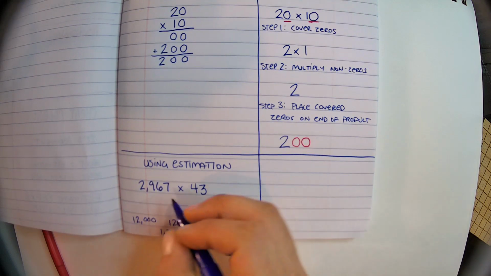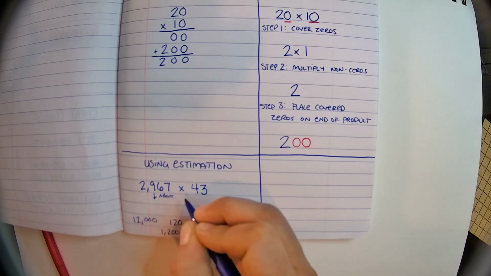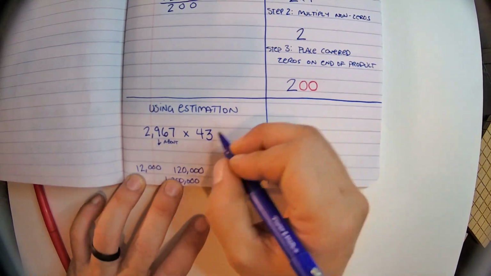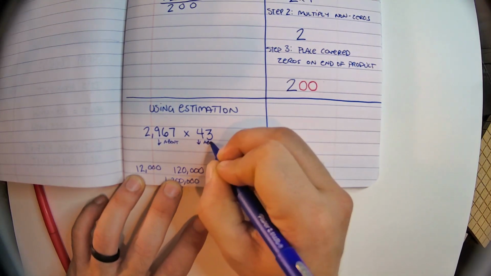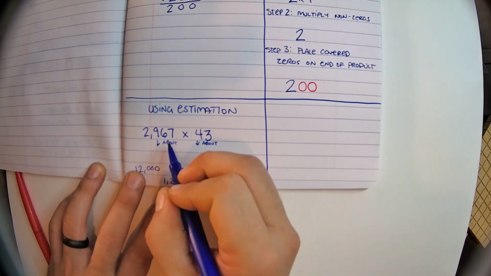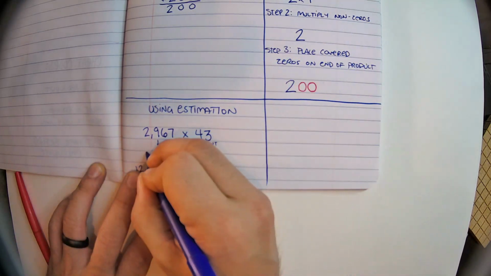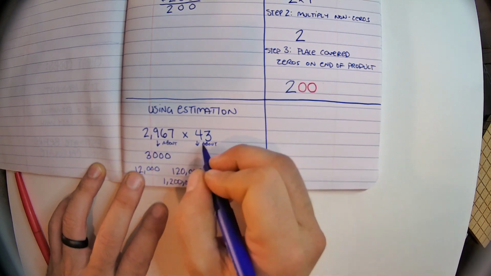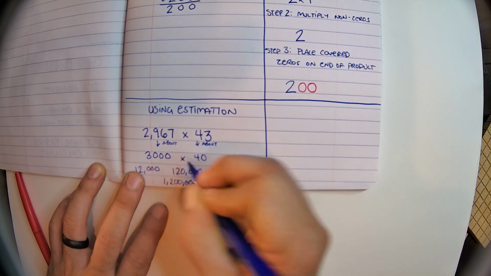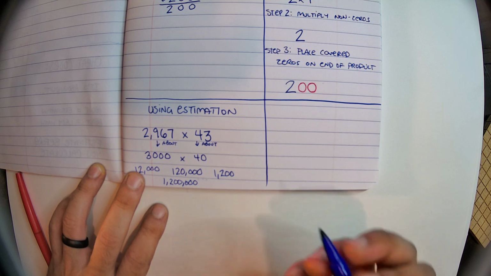All right. What I can do is I can use estimation. So let's estimate like we did last week with addition. All right. So I'm going to try and estimate by going to the front end digit, our Fred. So 2,967 is about 3,000. And then 43 is about 40. So that gives us the problem 3,000 times 40.